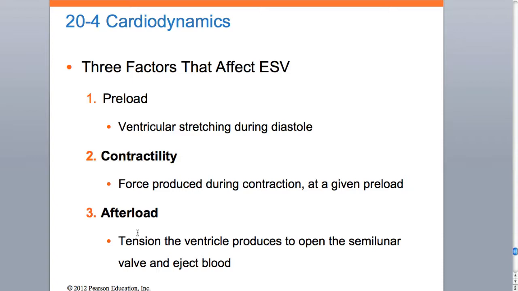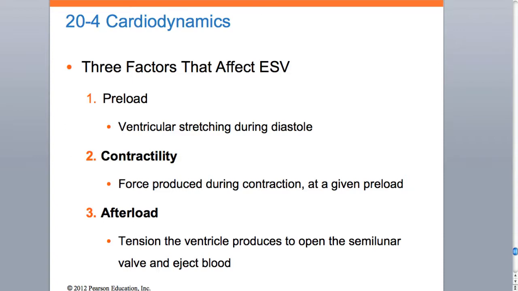Because if you have a higher afterload, it means that the ventricle has to squeeze harder. Remember that McDonald's example. If I had to get into the restaurant and everyone is pushing on the door from the inside and the door opens inwards, I'm going to have to exert a lot of force. That's what it means when the heart has to work harder, and that's not a good thing.